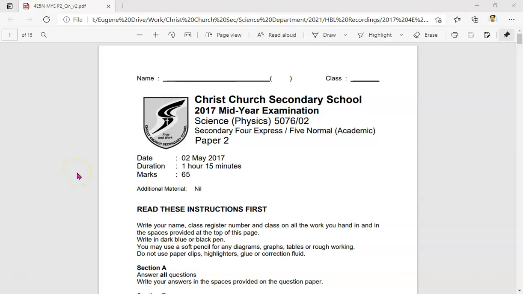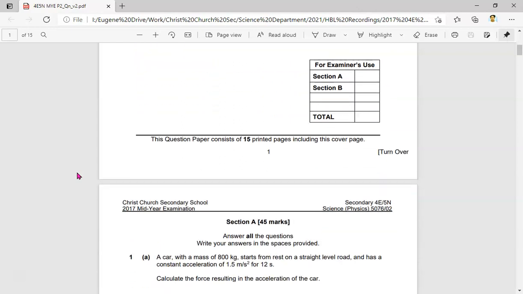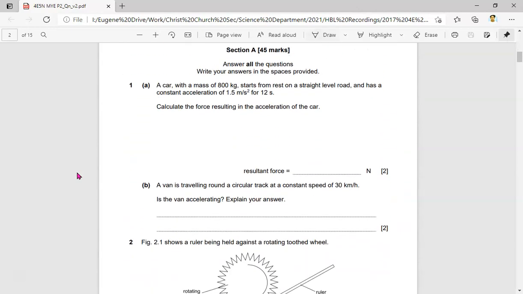Hello everybody, so I'm going to go through the 2017 media paper Christchurch. So let's look at the questions. Okay, let's start off with the first one.